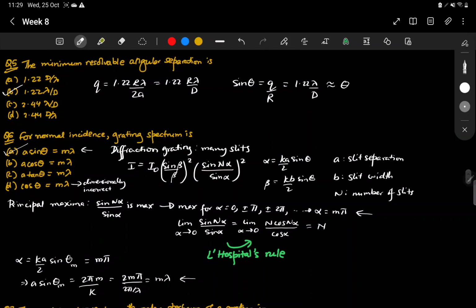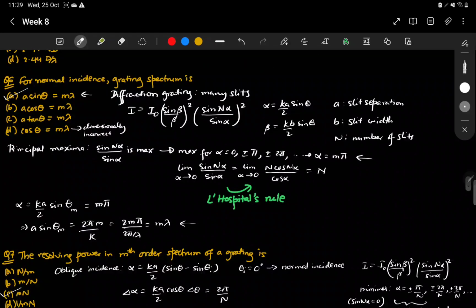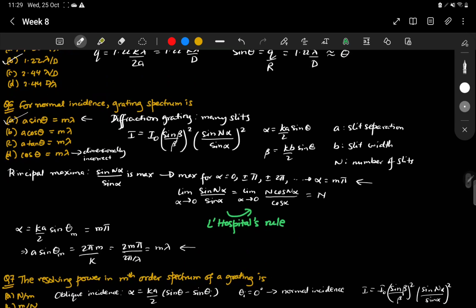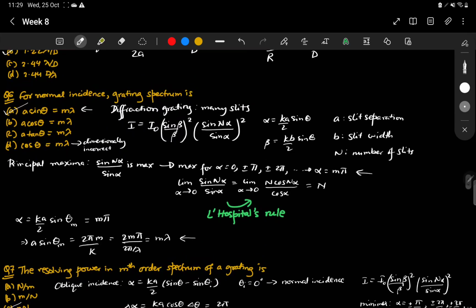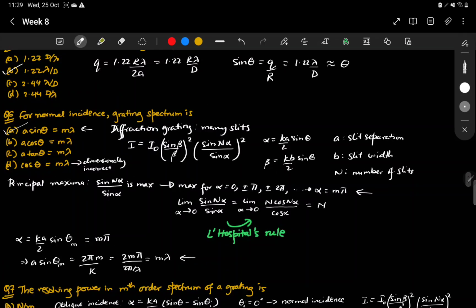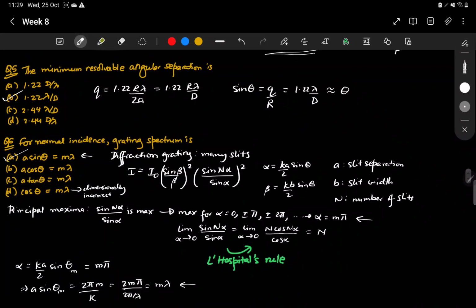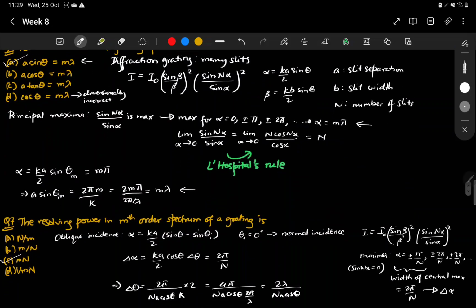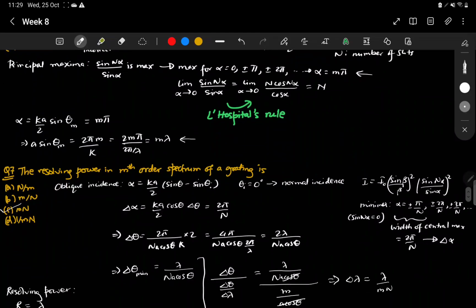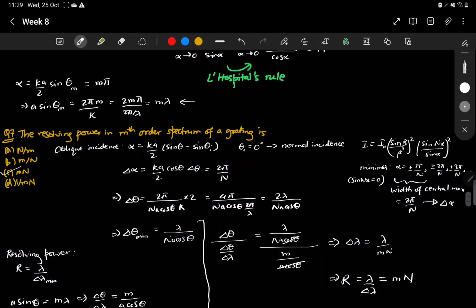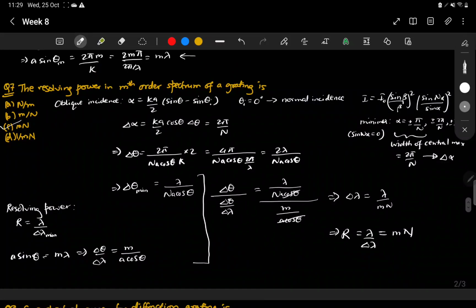For normal incidence, grating spectrum is a sin theta equals m lambda. And here we are just using a simple expression to derive it. And grating is essentially multiple slits, so we can use the multiple slits diffraction intensity formula. Resolving power of the mth order spectrum of a grating is m times N, where N is the number of slits.